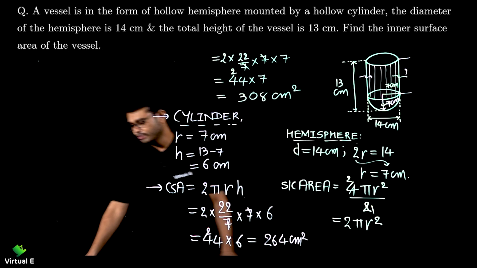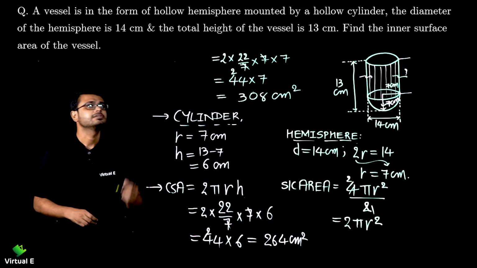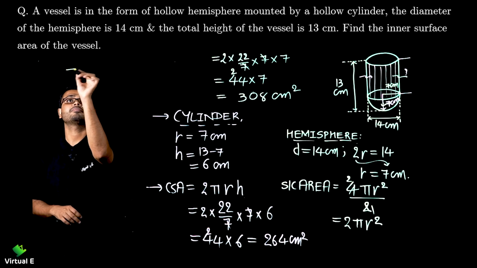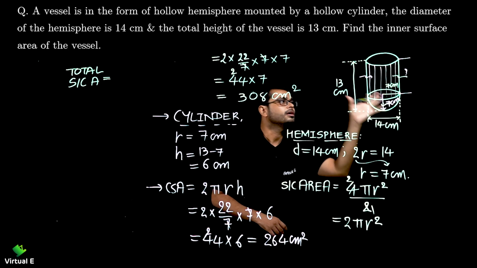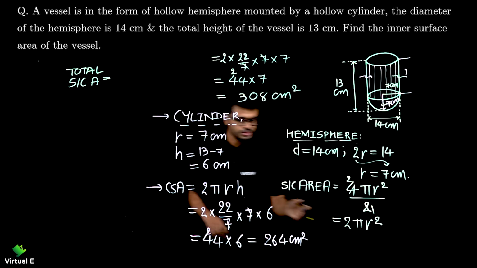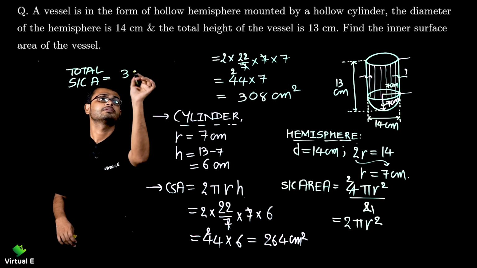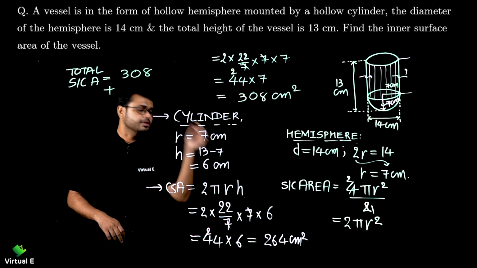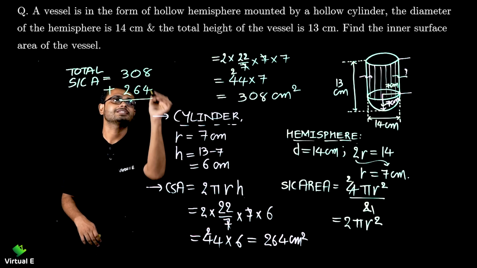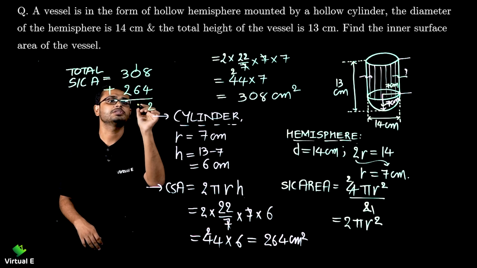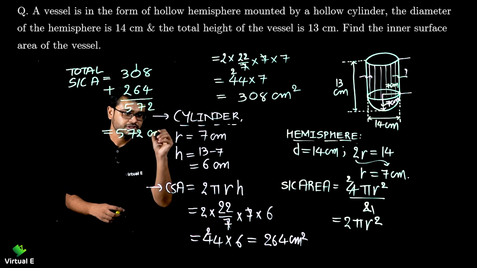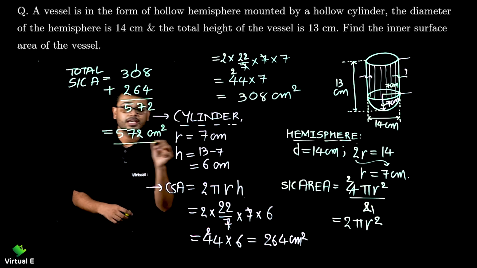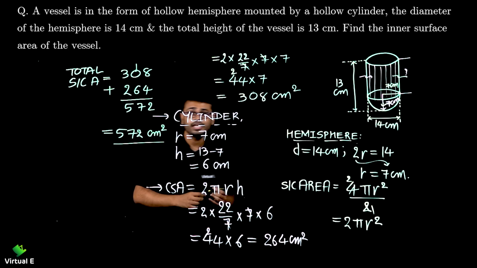Now what to do? Are we going to subtract or are we going to add? So we need to find the total surface area, remember. So I need to add it. Take the area of hemisphere plus the area of the cylinder. So it was 308 plus, what is the next one? 264. So let's add: 8 and 4 is 12, 2, 1, 7 and 5. So 572 centimeter square. That's the inner surface area of the vessel, remember.